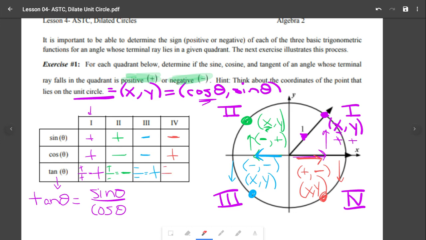Tangent, sine divided by cosine, a negative divided by a positive, is a negative number. So tangent is negative. So this chart here sums up the signs of all of your trig functions, who's positive in which quadrants and who is negative in which quadrants. It is important to notice that in every quadrant, after the first one, only one trig value is positive, and each trig function is positive in 2 and negative in 2.